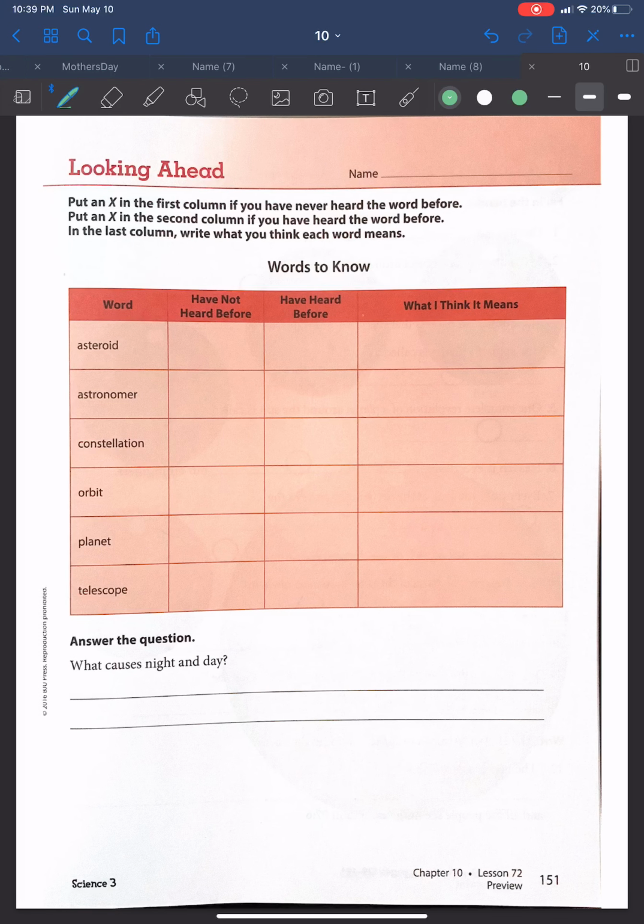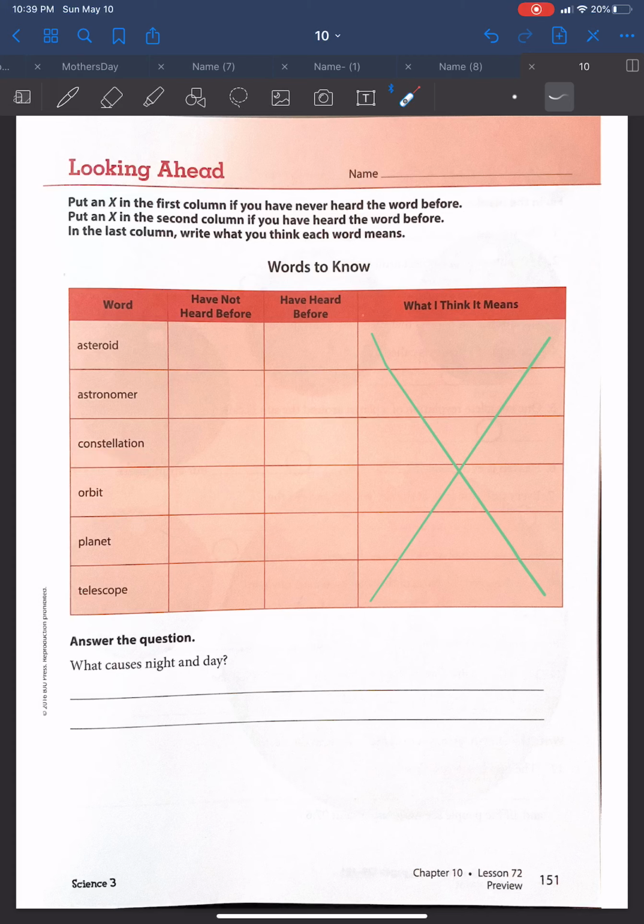Let's review some vocabulary. Remember, you do not need to know what you think it means. Now, if you'd like to make some guesses, then by all means go ahead. But let's just ask ourselves if we've heard these words or not heard these words before. The first word is asteroid. Have you or have you not? The next word, astronomer. Have you heard this word before? What about constellation? How about that one?